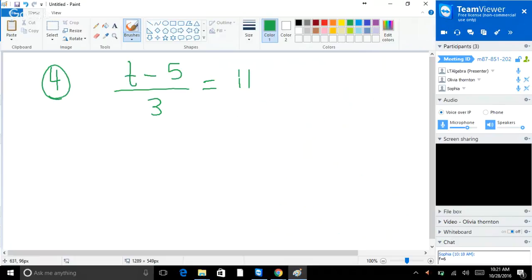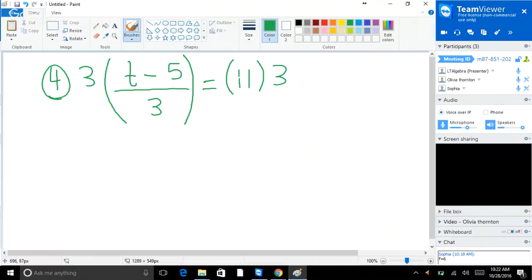Do you see that? Another way we could write this problem is t divided by 3 minus 5 divided by 3. So this dividing by 3 belongs to both terms. So we could rewrite it like this and solve for t. That would be one option. Another option is, since everything is being divided by 3, the opposite of being divided by 3 is multiplying by 3. So what if we multiplied everything by 3? How would that help us out?